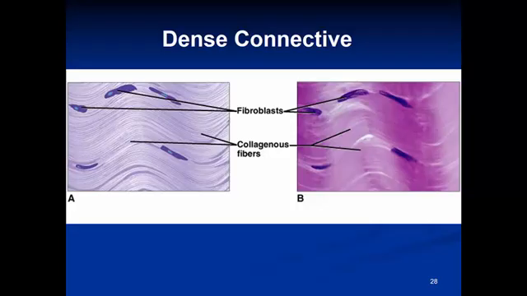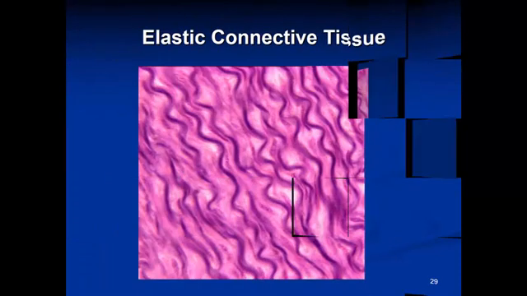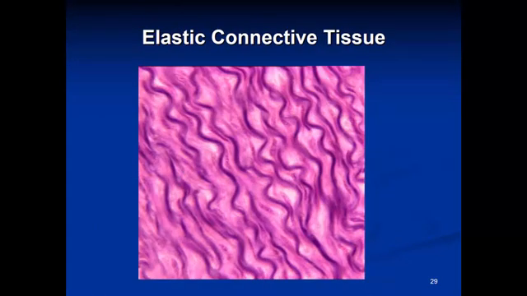Dense connective tissue, the fibers run parallel to each other. There's 4 or 5 cells you can see here. Dense connective tissue is found in tendons and ligaments. It is very strong. Elastic connective tissue, the fibers are a little bit more wavy here because there's elastic fibers. It's found in the aorta, which must stretch and bounce back into shape every time your heart beats.